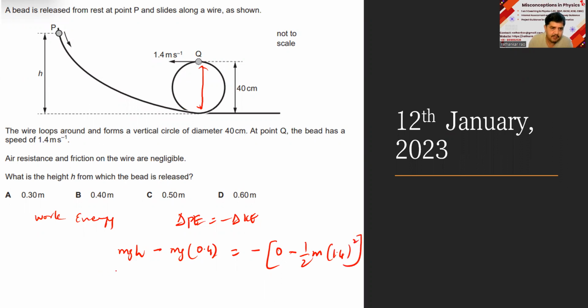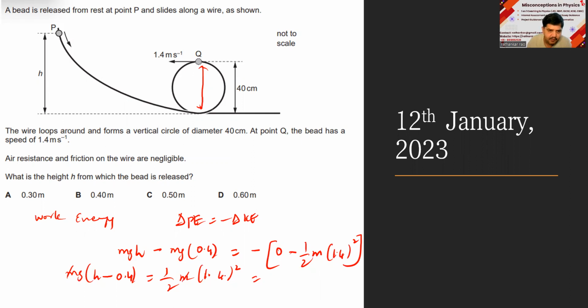Right? So therefore, now I have mg into (h minus 0.4) is equal to, minus into minus becomes plus, half m into 1.4 square. This is what I have. Now this m and this m goes away. Now if you solve this one, how much will this be?